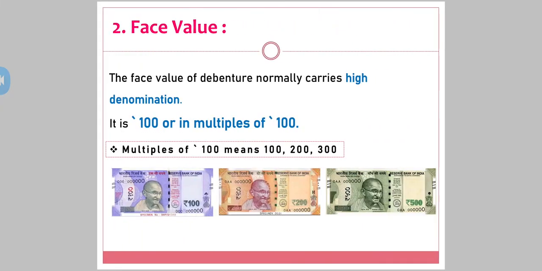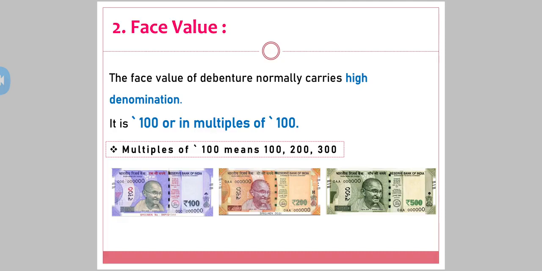The second point that comes here is face value. Now see here, when we were doing equity shares and preference shares, we have seen what is face value. The amount that is written on the document is nothing but the face value, right? Now see, the face value of debenture normally carries a high denomination, 100 or in multiples of 100. The face value of a debenture is higher when you compare it to preference shares or equity shares.